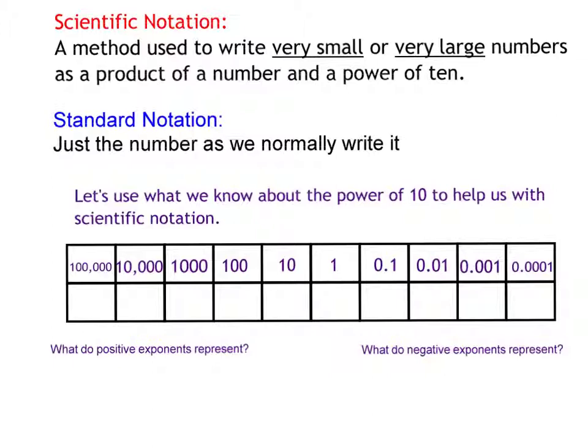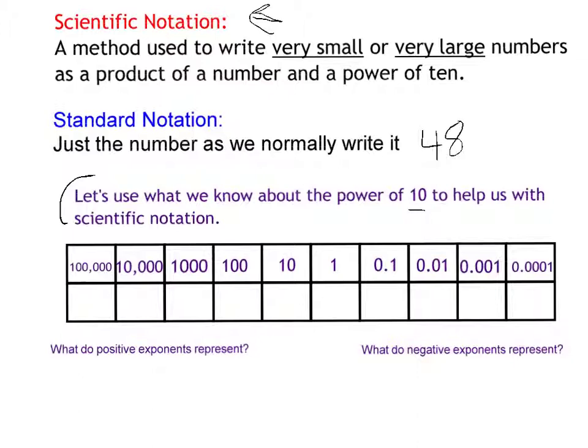Standard notation is different than scientific. Standard notation is just the number as we normally write it. For example, 48. 48 is in standard notation. That's just the way we write it, okay? And scientific notation, it would look different, and you're going to see that in a second. So let's use what we know about the power of 10 to help us with scientific notation.